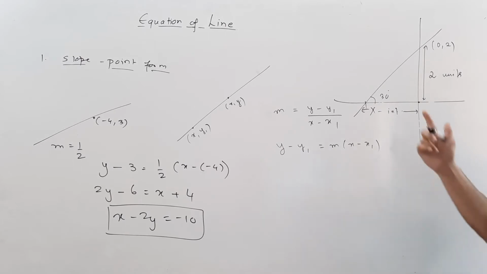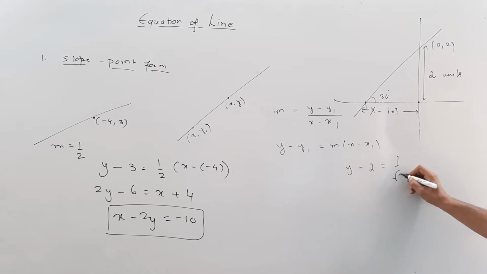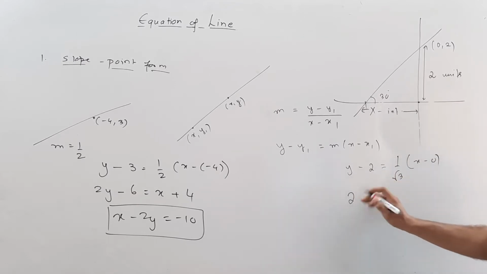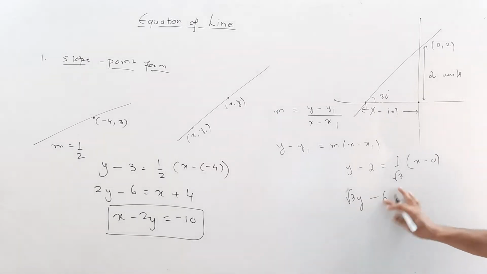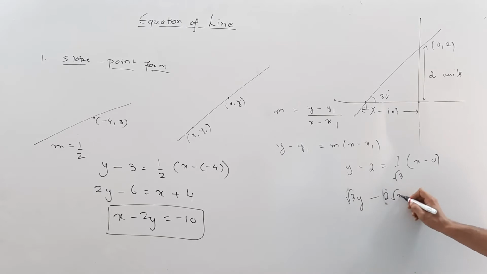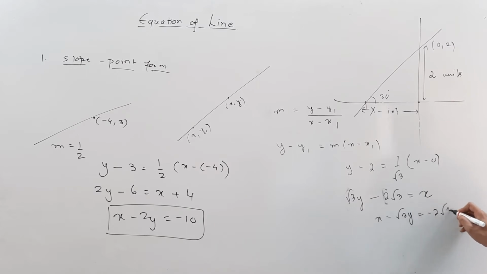Now once we have this, we also have the slope of this line, because tan of 30 is 1 by root 3, which we know. So the equation of this line is going to be y minus 2 is equal to m into x minus 0. So when we simplify this, we will get root 3 times y minus 2 root 3 is equal to x. So x minus root 3y is equal to minus 2 root 3. That is the equation of this particular line.